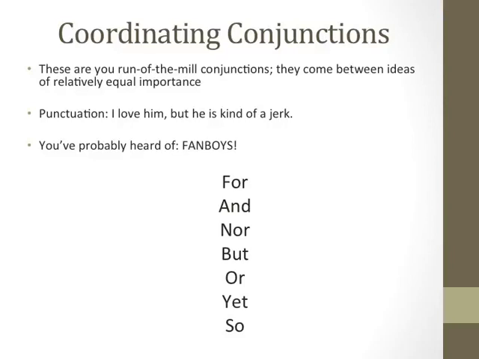Now, coordinating conjunctions are kind of your run-of-the-mill conjunction. They come between ideas that are of relatively equal importance. So, for example, the punctuation here is: I love him, comma, but he is kind of a jerk. What you see is that you have a comma right before this conjunction, and on both sides of it, you have two independent clauses. Obviously, the second one is actually a dependent clause because of this conjunction.